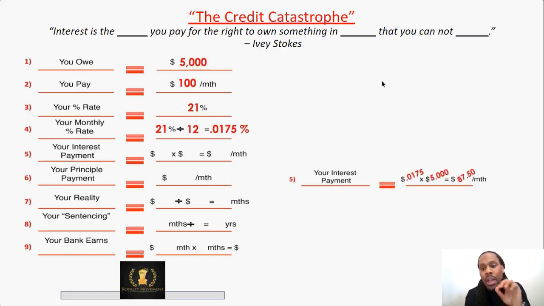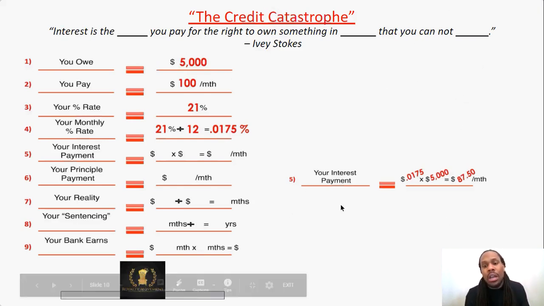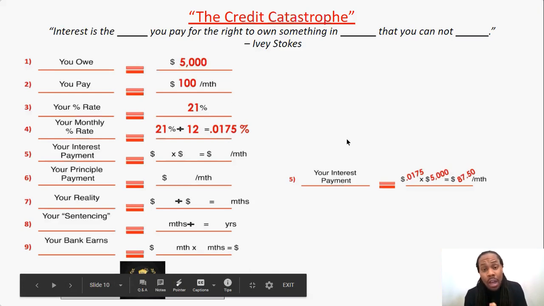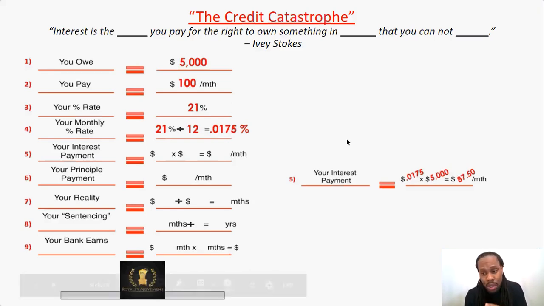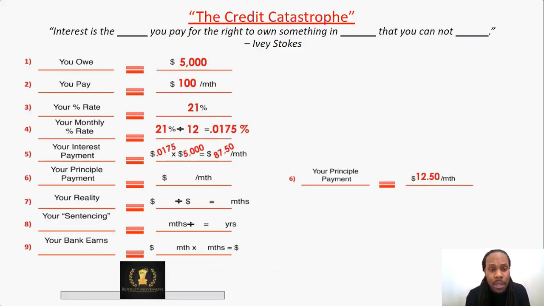And then next up, your interest payment is what you really have to pay attention to, because this is how it works. That 0.0175 times the $5,000 is $87.50. Why is that important? Because if they're paying $100 a month, you have to understand that not all of that is going to the principal. A portion of that is going to the interest. And here's what I mean.